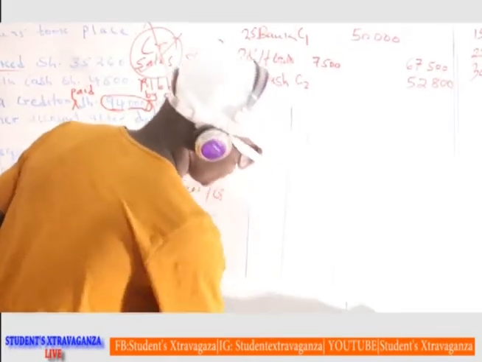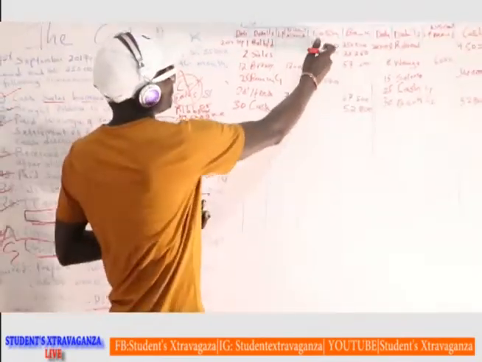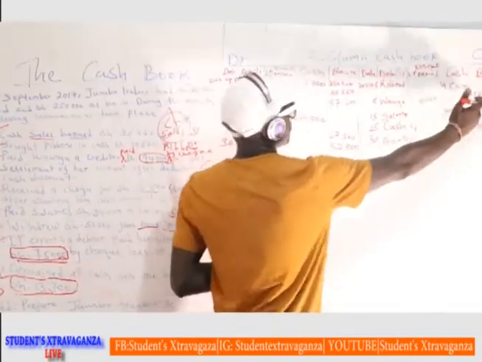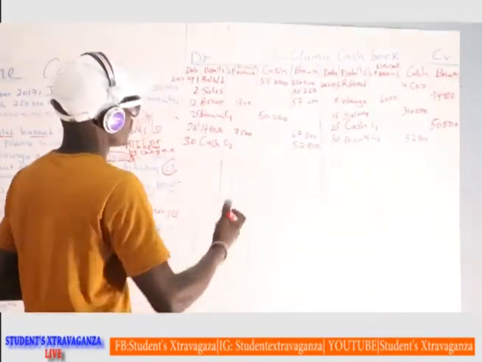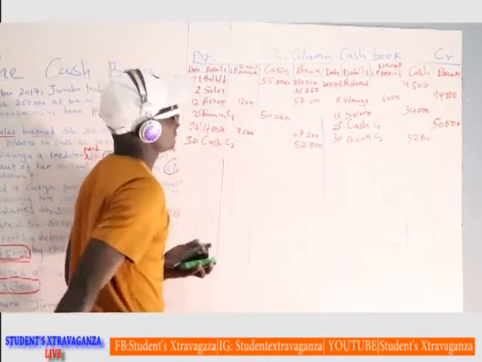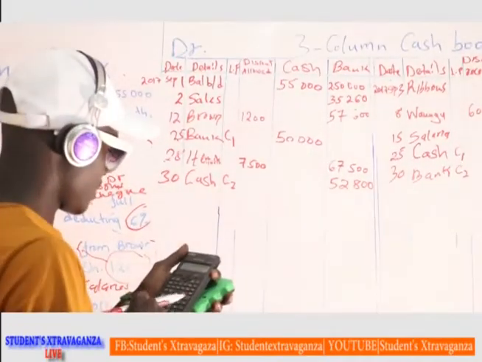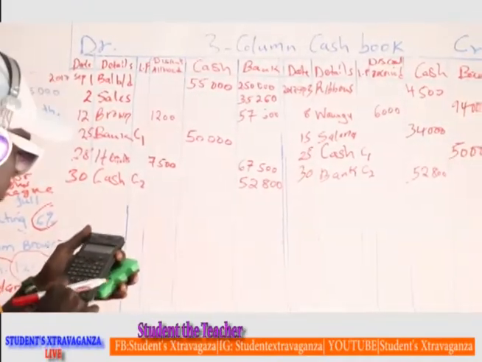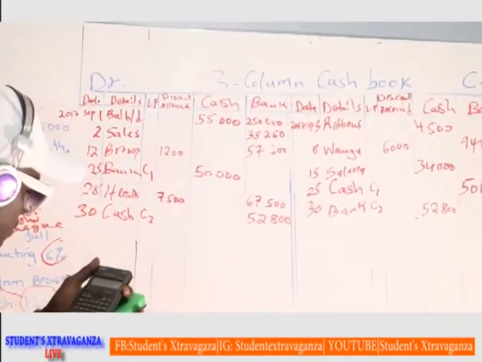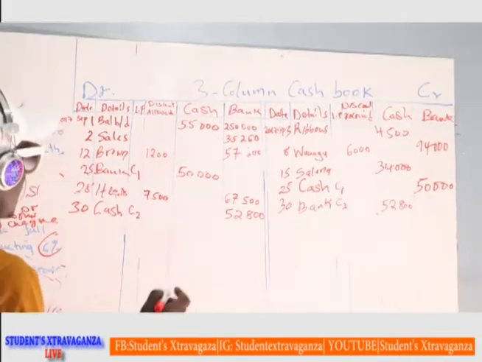When we are balancing, this is what we do. You need to watch this very keenly. Watch whatever we are going to do when we are balancing. We compare cash on the DR side with cash on the CR side, and bank on this side with bank on the CR side. So let's get the totals of cash here. We already know that it is 105,000. Then the total of cash on the other side is 4,500 plus 34,000 plus 52,800.